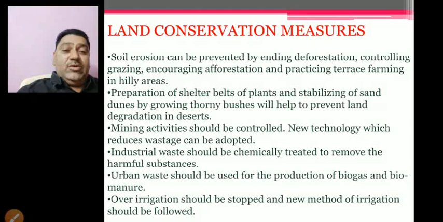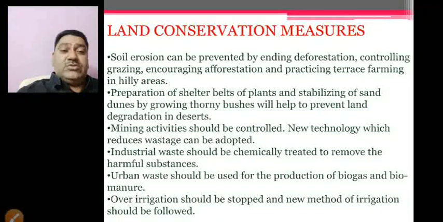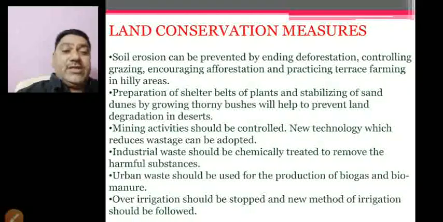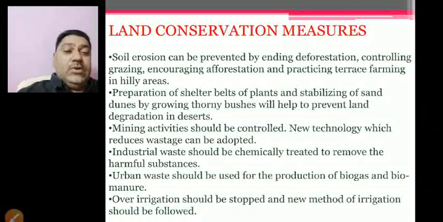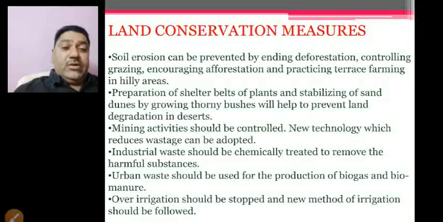We should carry mining only up to what we require. And we can adopt new technologies in mining so that we can reduce the wastages. Industrial waste. Now, students, we cannot completely stop the industries.